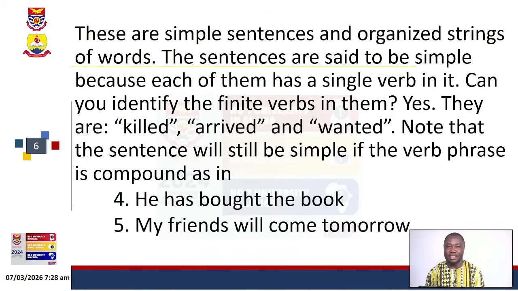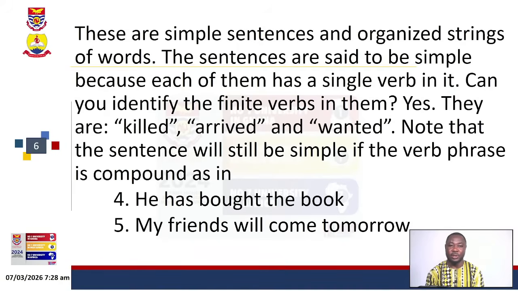Have you realized that the sentence will still be simple if the verb phrase is compound? That is, if you have two or more verbs in one sentence. For instance, in this example 4, he has bought the book. He is subject, has bought is a verb. So here we have two verbs. By the structure of this verb, it has an auxiliary, which is has, and the main verb, bought. Good. So here we say the verb is compound.